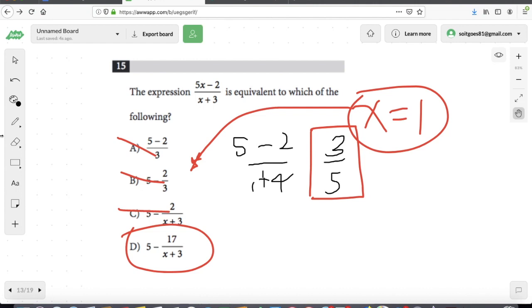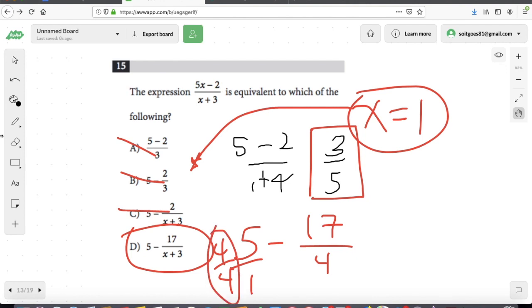I'll show you why. That gives you 5 minus 17 over 4. So you've got to express 5 with a 4 in the denominator. The operation here is going to multiply by 4 over 4, because what's 4 divided by 4? That's 1. So I'm multiplying 5 by 1. I'm not going to change the value of 5, I'm just going to change the form. That gives me 20 over 4. So 20 over 4.